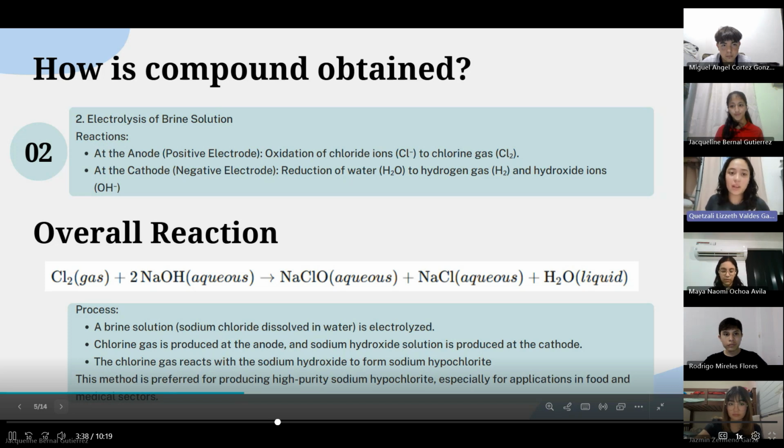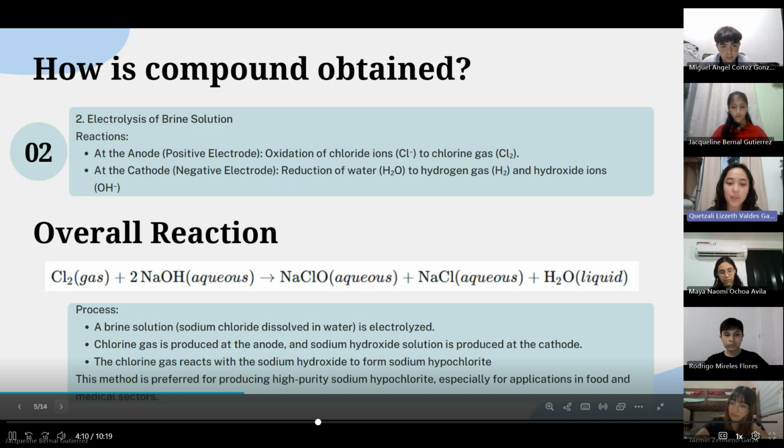How is the compound obtained? Electrolysis of brine solution reactions. At the anode, the positive electrode, oxidation of chloride ions to chlorine gas. At the cathode, the negative electrode, reduction of water to hydrogen gas and hydroxide ions. Overall reaction. Process: a brine solution, sodium chloride dissolved in water, is electrolyzed. Chlorine gas is produced at the anode and sodium hydroxide solution is produced at the cathode.